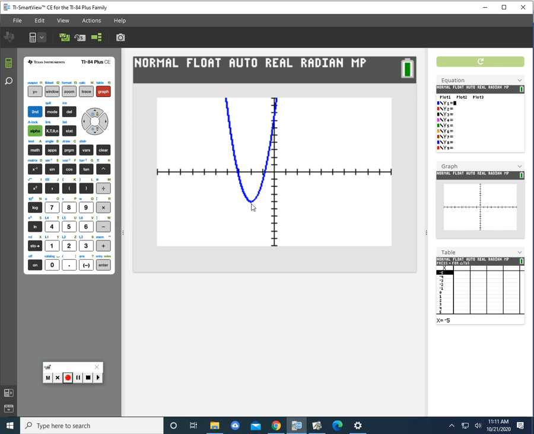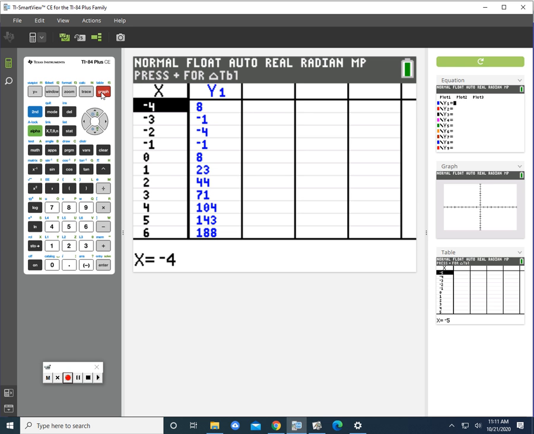And so we're down here, we're looking at this little spot right here. And you can almost estimate it. You can see here, it's going that way. The vertex is at -2, -4. But if you want to know for sure where it is, remember, do second and table. And you're going to see the vertex right here, -2, -4.